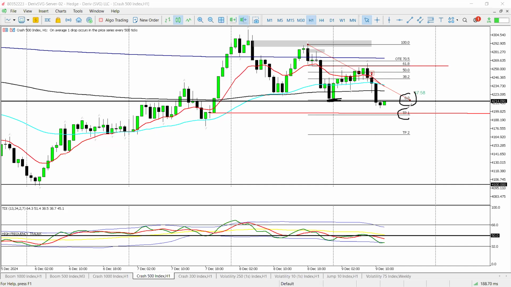Then the next one will be TP1. The TP1 is lining up with this order block. You can see I've got my red zone there lined up. So I'm looking forward for price to come here. So I think on this particular setup, this is actually my TP.